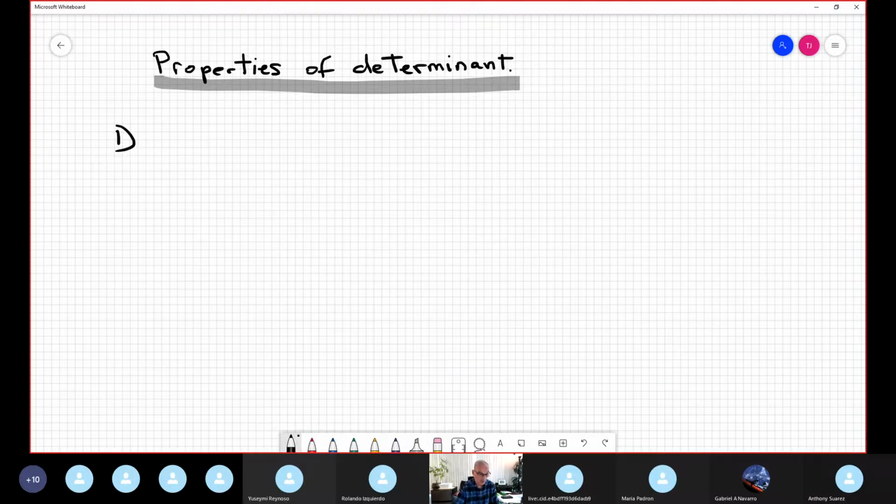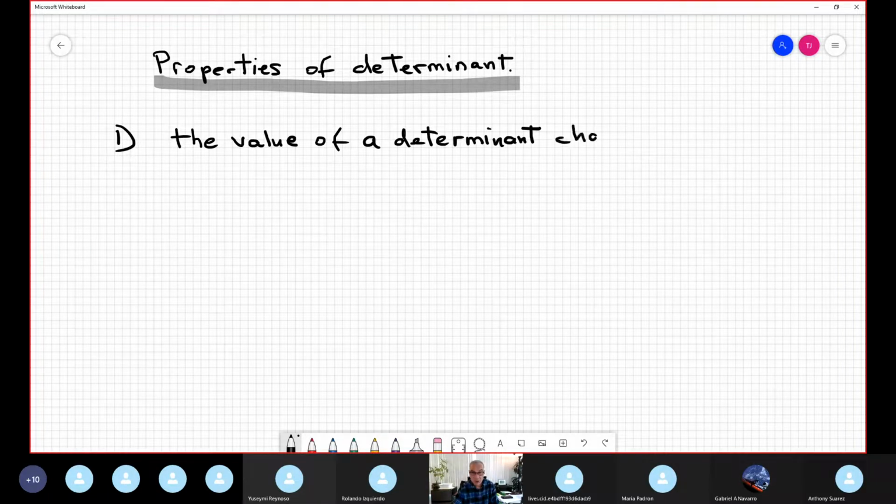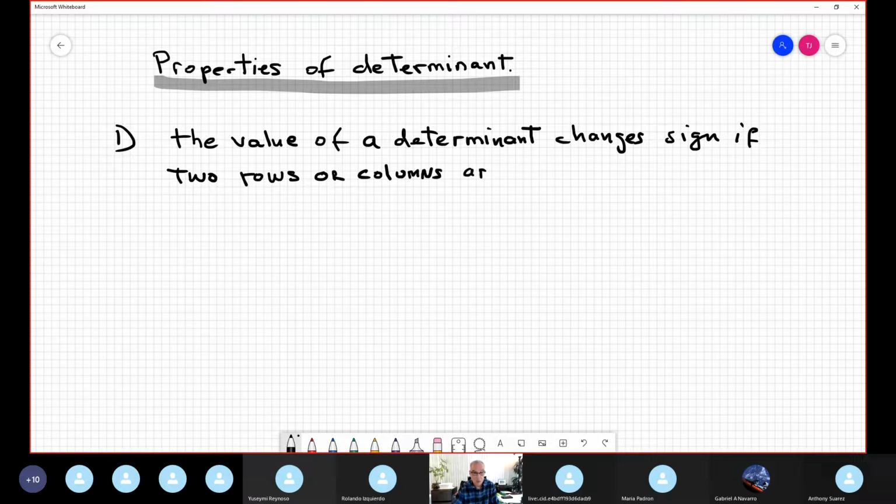Number one property, important: the value of a determinant changes sign if two rows or columns are interchanged. It's easy to memorize.